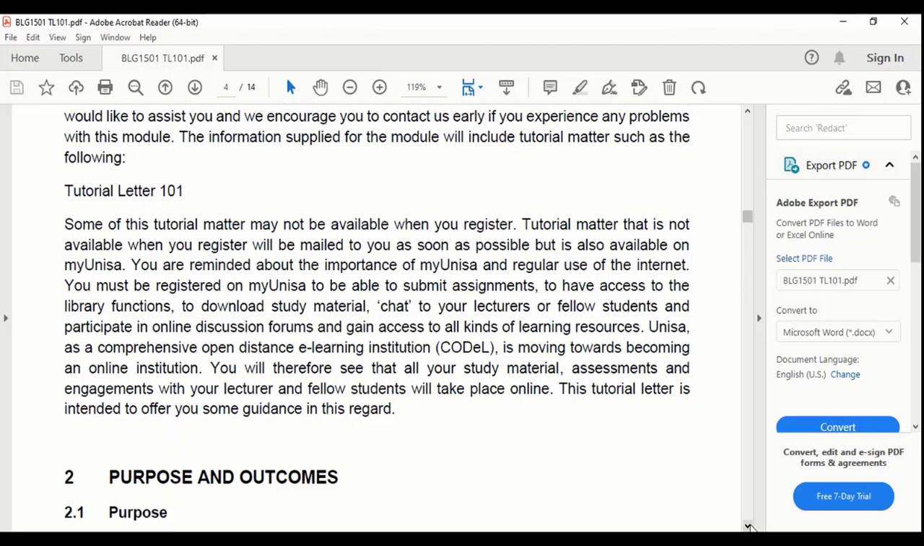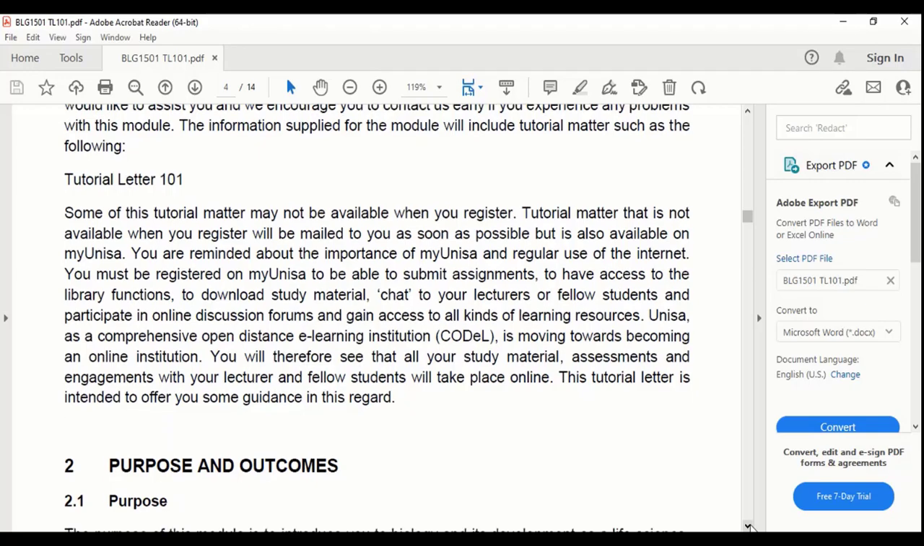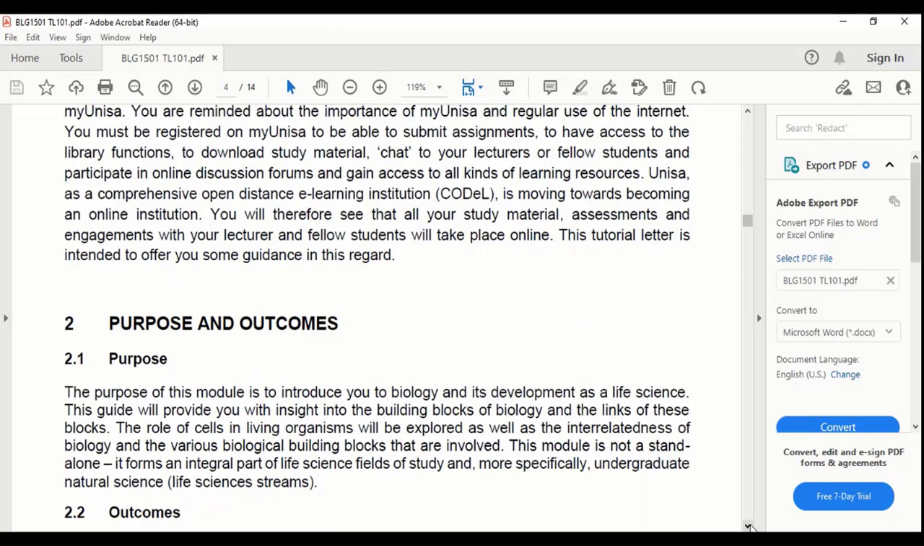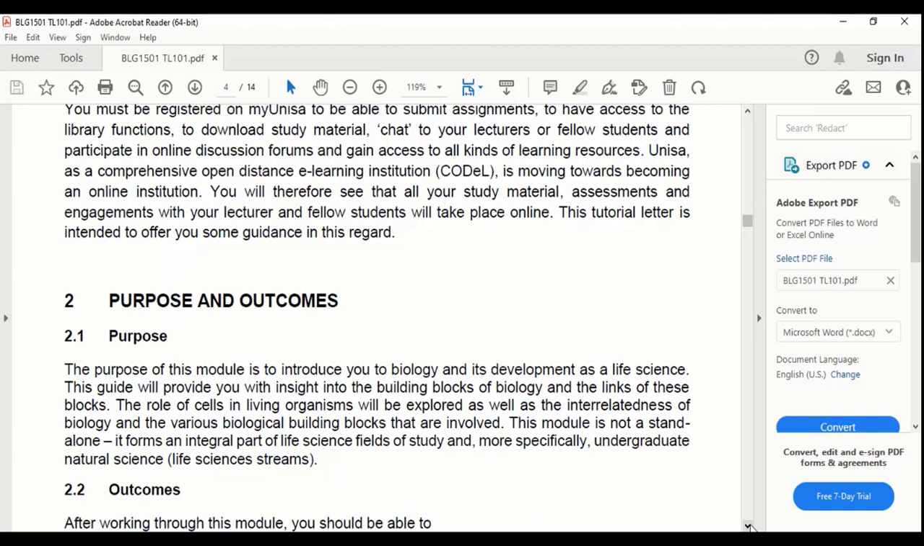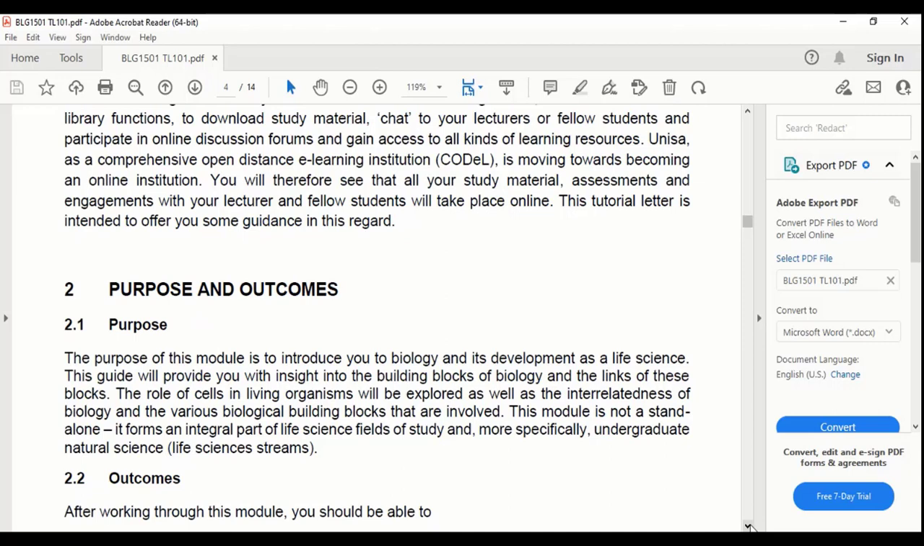Some of this tutorial matter may not be available when you register, but you need to familiarize yourself with this. I am hoping that all of you have this, if I'm correct, Prim. Sorry to bring you in again, because I just want to summarize this. Yes, students all receive the tutorial. Students all receive this, yeah.